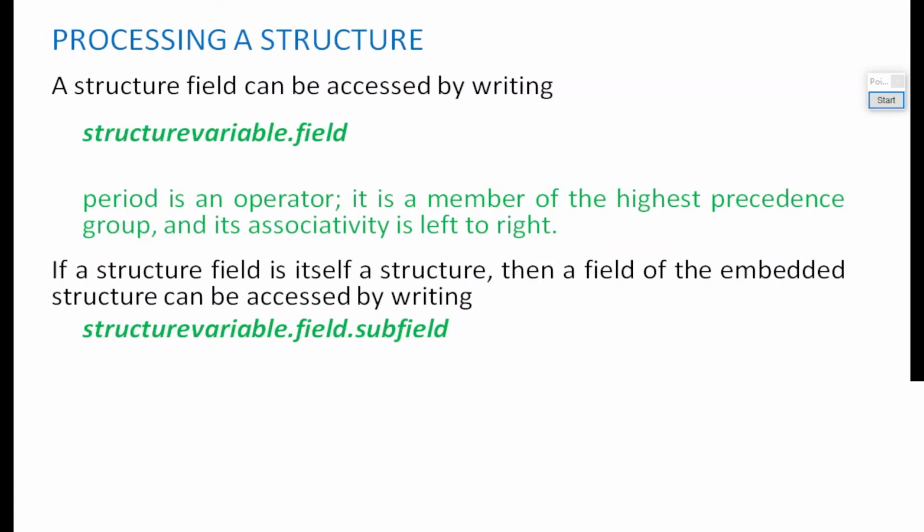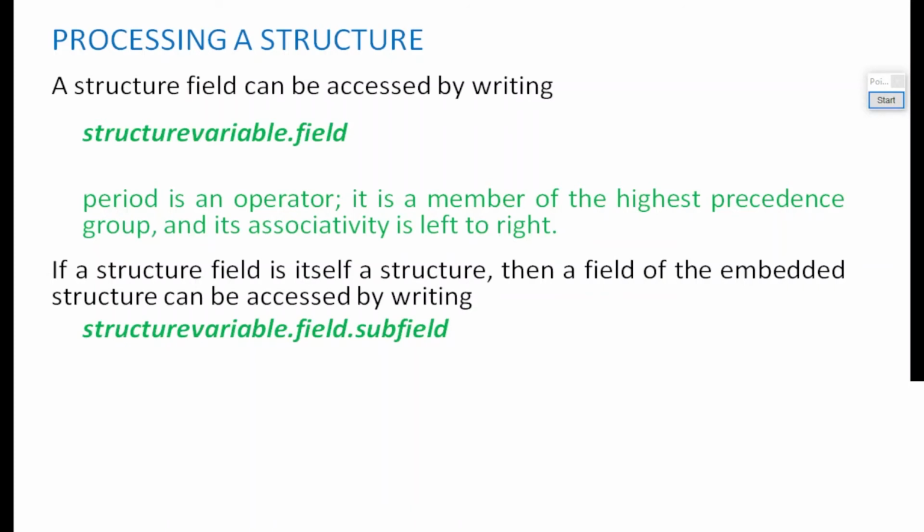So structure variable dot field. That means if you have, say, s1 as the structure variable and you want to access the roll number within that structure, then what you are going to write? s1 dot roll number.